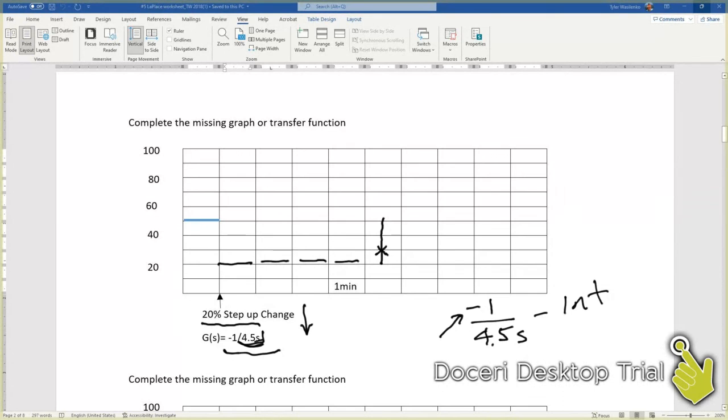And from there, we can draw our slope line like so. And again, it's going down because our step change is up, and that's due to this -1. And that's how you do it.